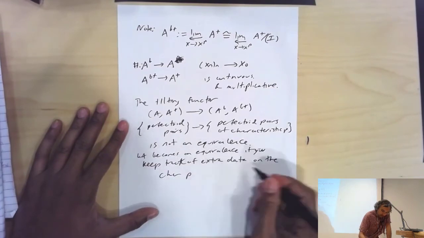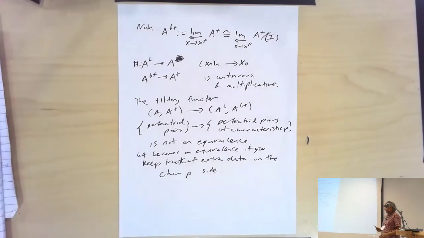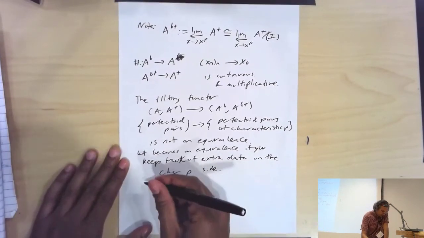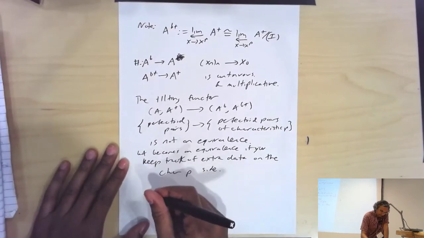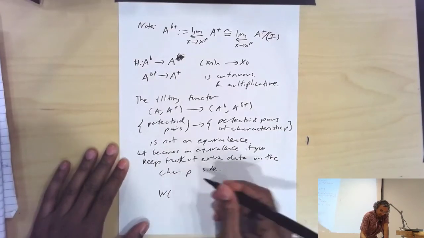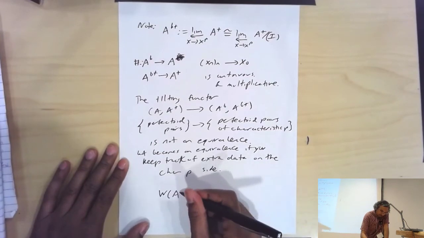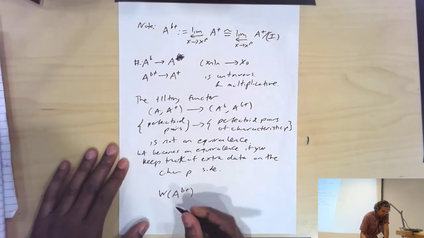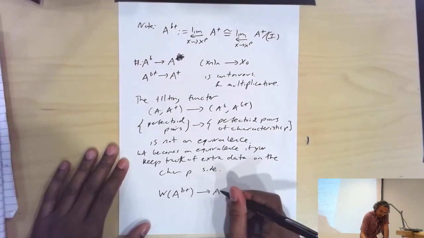So if you keep track of extra data on the characteristic P side, then you can make an equivalence. Of course, that data isn't strictly in characteristic P. It's some data to do with Witt vectors. So the data comes from the fact that if we take an element of the Witt vectors of A flat plus, then I can map that to A plus.